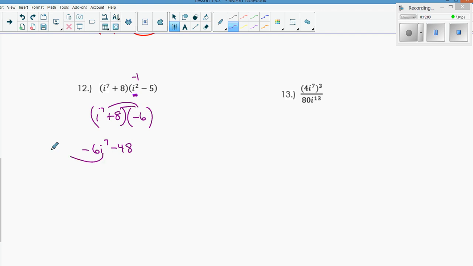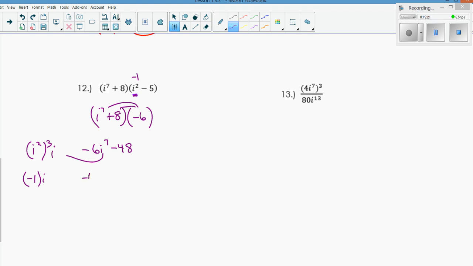So I only need to do this once now. So i to the 7th is i squared raised to the third, times i. That gives me 6, and then that's 7. So i squared is negative 1 to an odd power is still negative 1 times i.